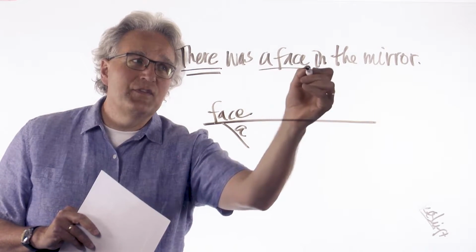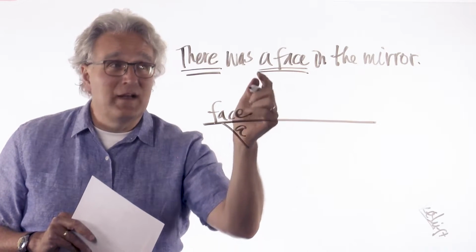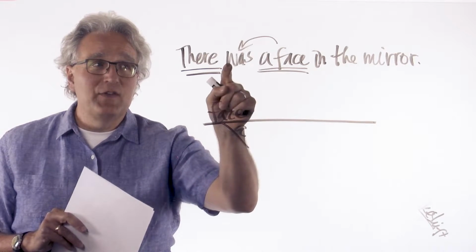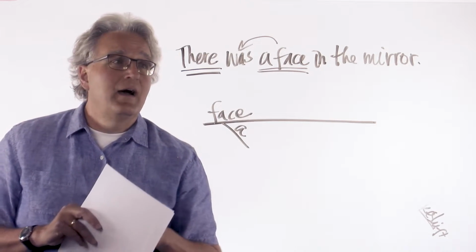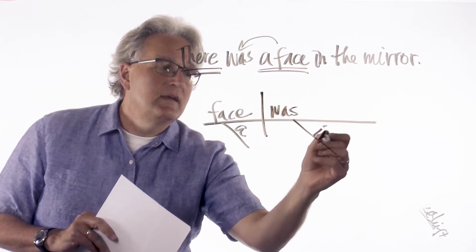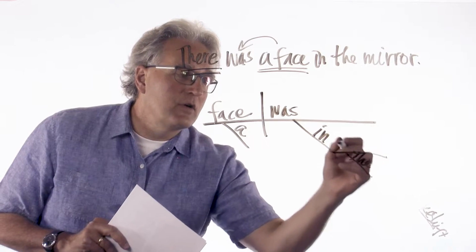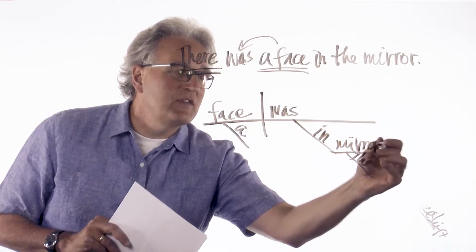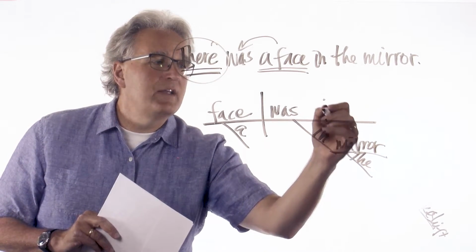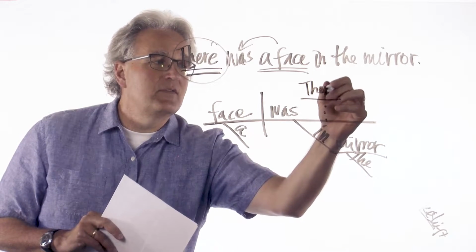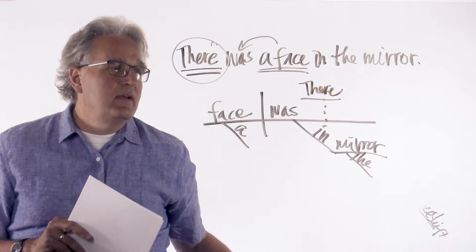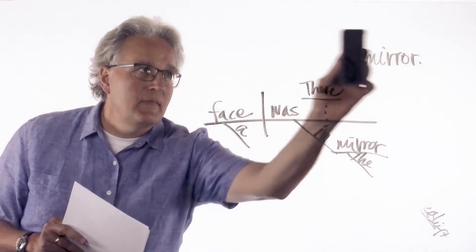And we can tell that this is functioning really as the real subject because the verb has to agree with it, right? We have singular face, we have singular was here. And so we have "a face was in the mirror" as the basic sentence. And then to show that we have this "there" here, we're going to put it up on a shelf like we do with other expletives. And that's what that sentence would look like: "There was a face in the mirror." All right.